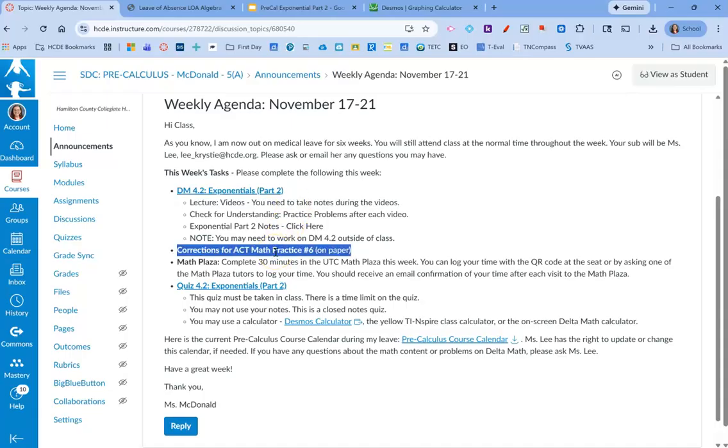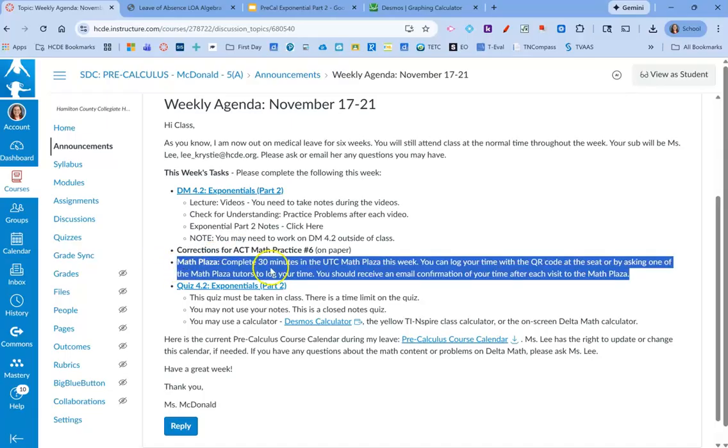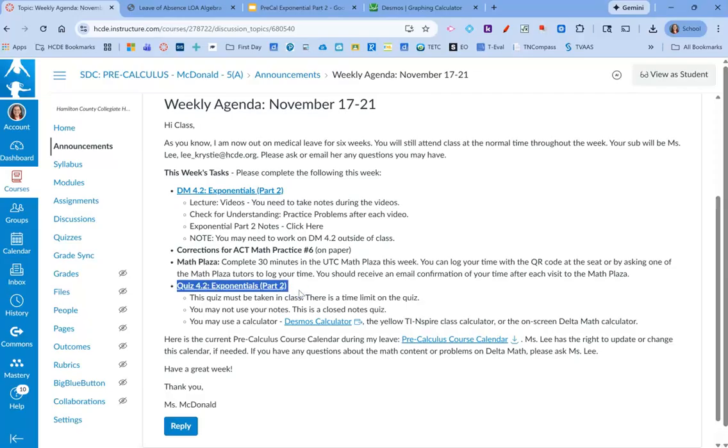If you turned in ACT number 6 last week, you should receive it back sometime this week and be able to do corrections on it if needed. Make sure you get those corrections done and turned in by the end of the week or whatever deadline Miss Lee sets. Make sure to also do your Math Plaza time, 30 minutes this week because this is a full week. And then on Thursday, you'll take a quiz. So that quiz will just be over what the Delta Math is for the week.